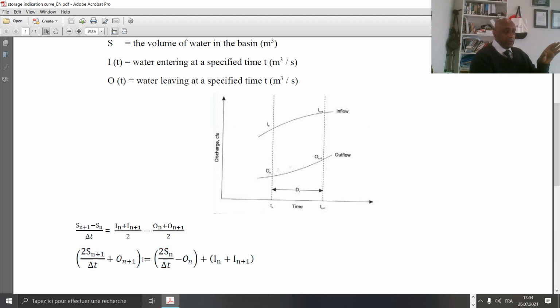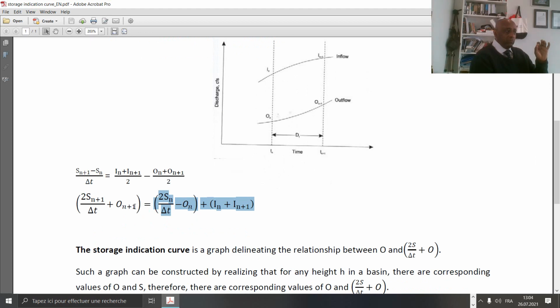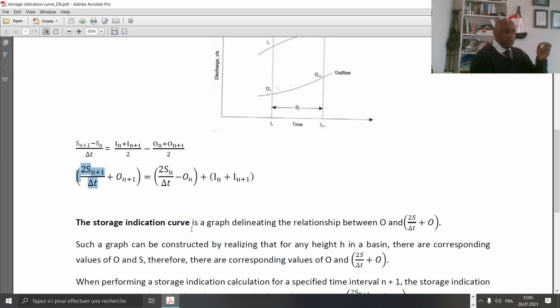We just rearranged it, and this one will be unknown, and the unknown has some value. However, we have two variables here. The storage and the outflow are unknown. So we need to solve this equation. We need to have some kind of methodology to solve for one of the variables so that we can find the other. Therefore, here is the use of the storage indication curve.